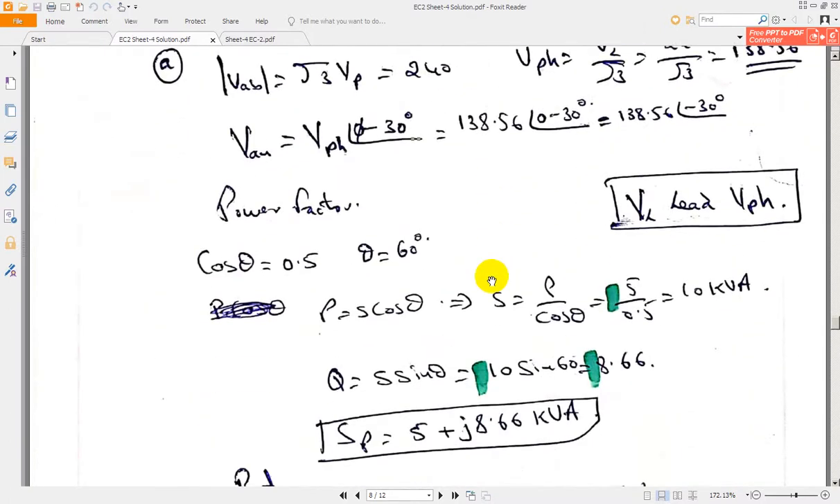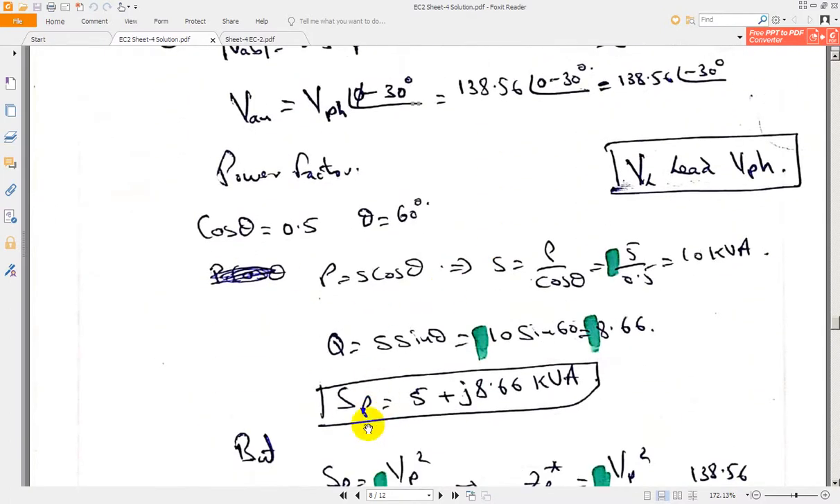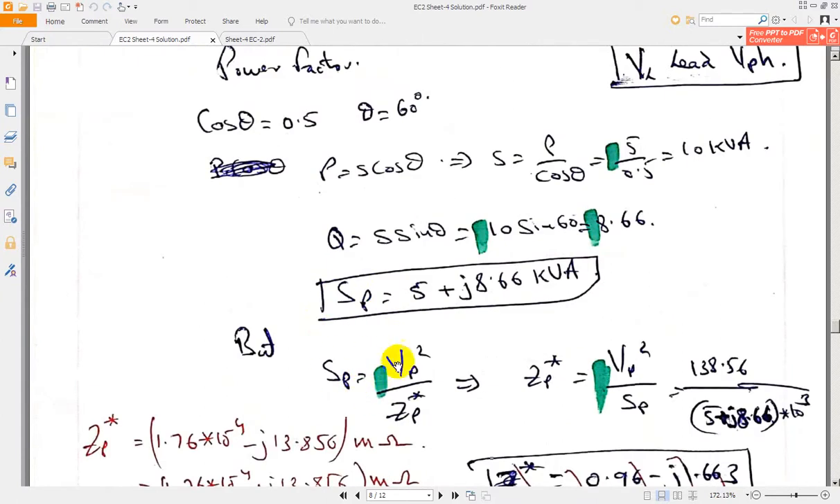Now, after evaluating the apparent power, we know SP is equal to Vp square by Zp conjugate. This is the power relationship in an AC circuit.